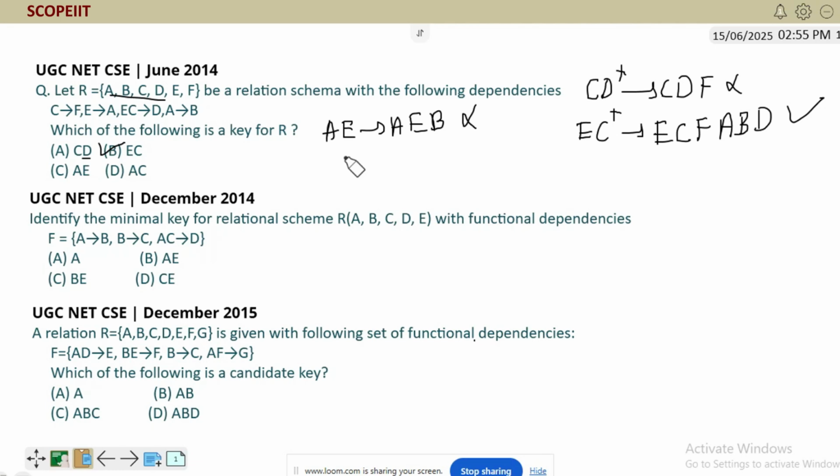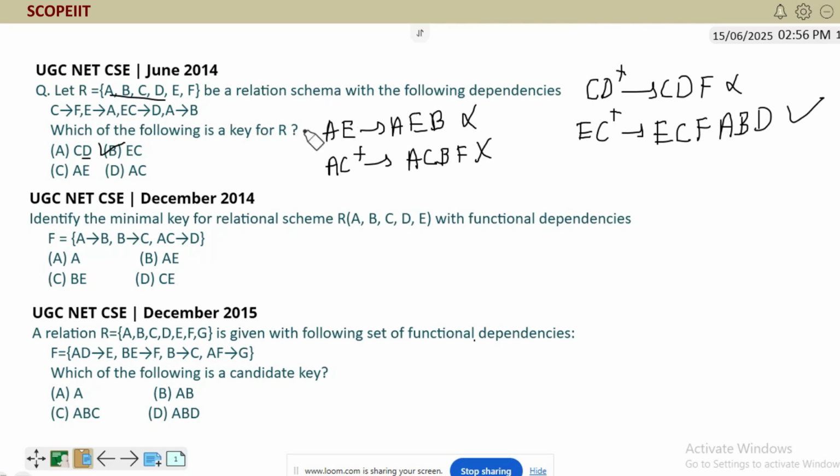Now let us check for the last option also, AC. If we find the closure of AC, first of all we will get AC itself. From A we will get B, so I'll write here B. And from C we will get F also. Further we will not get. So the correct answer for this question is option B.